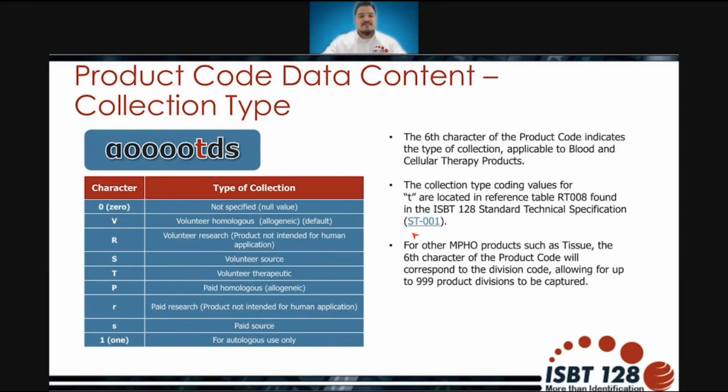For other MPHO products like tissue, the 6th character of the product code will correspond to the division code, allowing for up to 999 divisions to be captured. Therefore, for tissue products, when T is represented in this first position, the type of collection is not captured. And we'll go more into that within the division section in the next few slides.